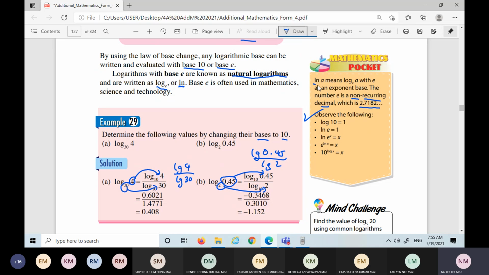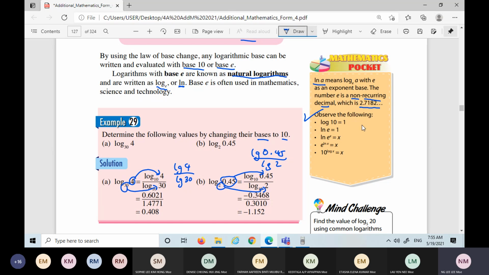Okay, ln A. This is a natural log of A. Okay, it means log base e of A, with the e as the base. The number e is a non-recurring decimal, which is 2.7182.